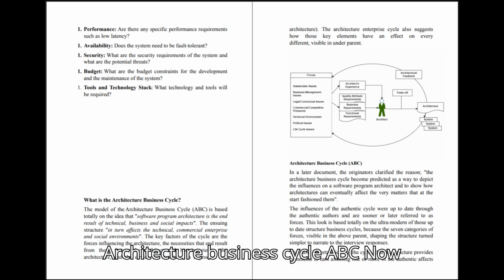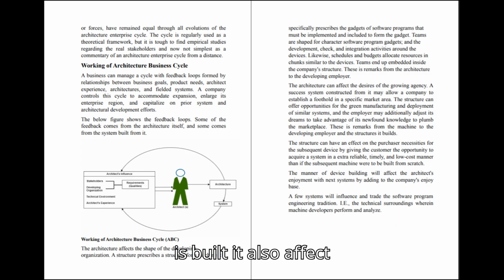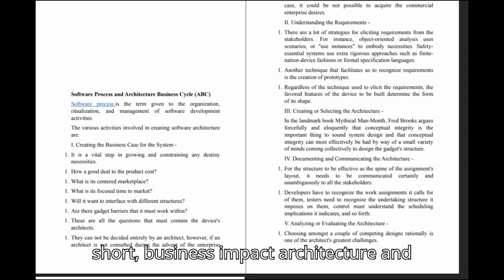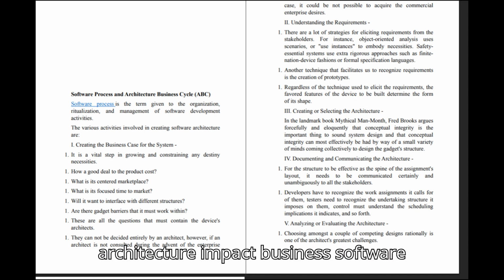Architecture business cycle, ABC. Now let's talk about the architecture business cycle. It says that architecture is influenced by technical, business, and social factors. And once the architecture is built, it also affects those same factors. Example, company goals and user needs shape the design. But once the system is successful, it can also change the company's future goals and strategies. In short, business impacts architecture and architecture impacts business.